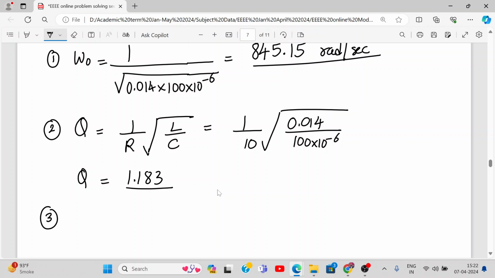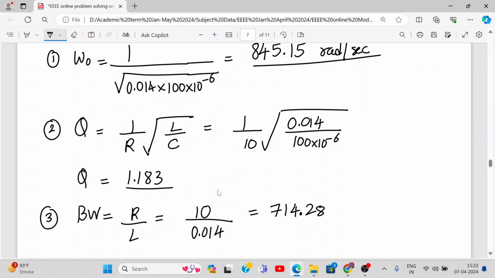Okay. Next, find out bandwidth. What is bandwidth? R by L in radians per second, or it will be R by 2 pi L in frequency. So this is 10 divided by 0.014. That will be 714.28 radians per second. Check this answer.